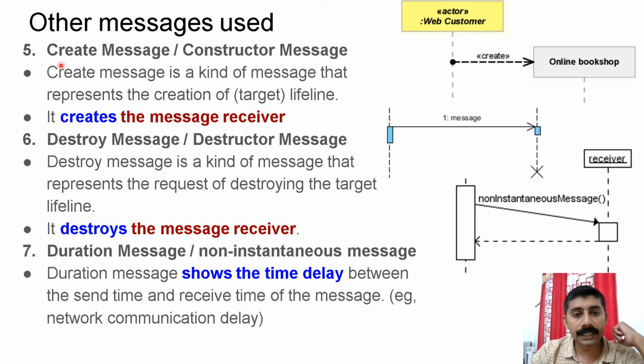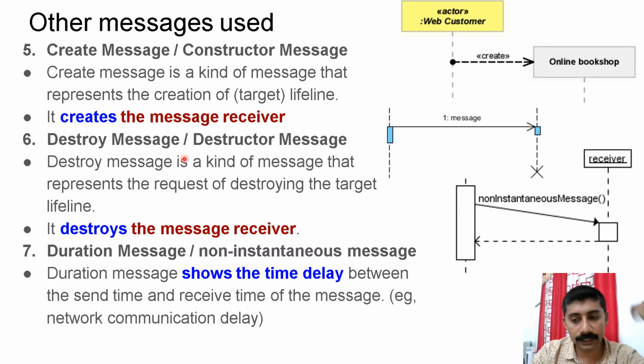Then create message or constructor message. Create message is a kind of message that represents the creation of a target lifeline. It creates the message receiver. Here you can see this example. This web customer is initiating a create message. This message is causing the creation of the target lifeline, or it is constructing the target or the receiver. So it is creating the message receiver.